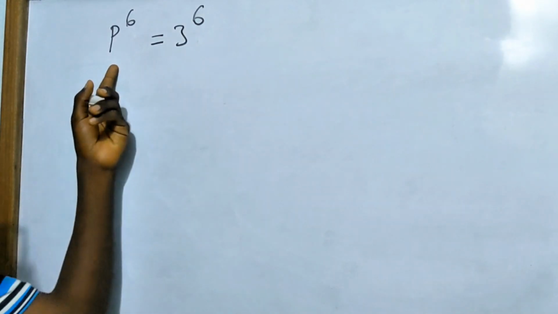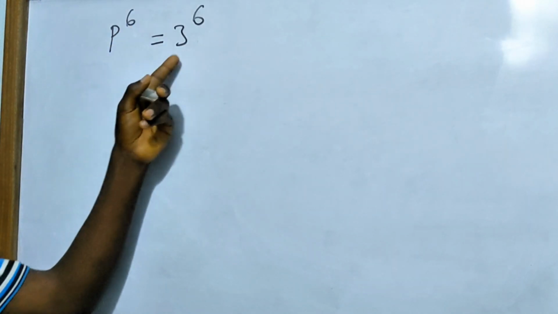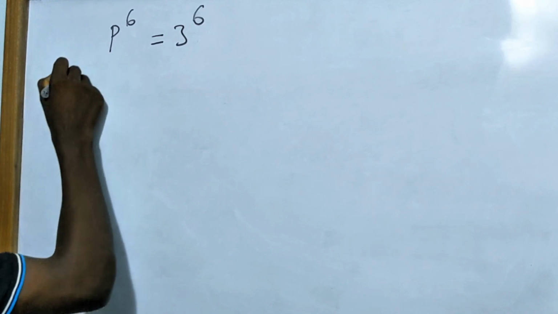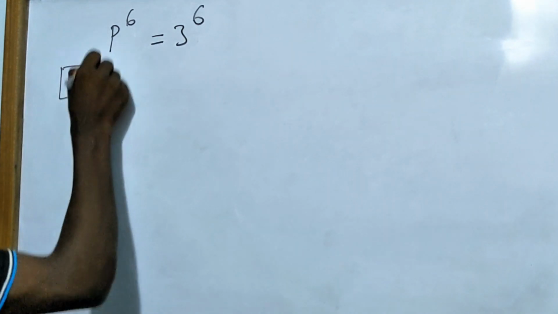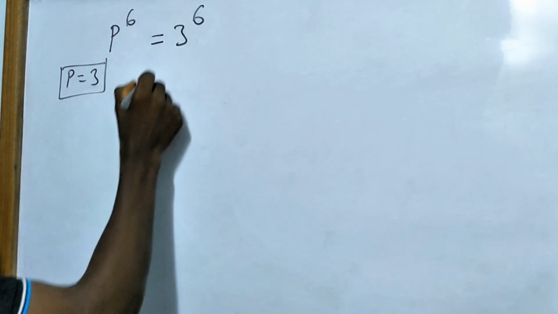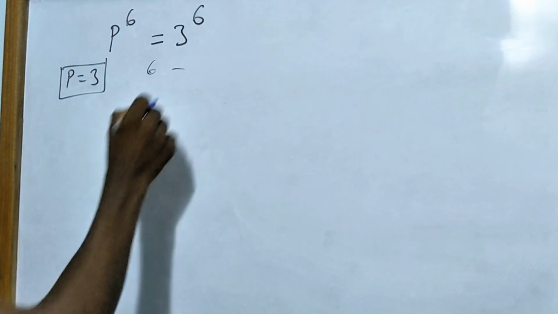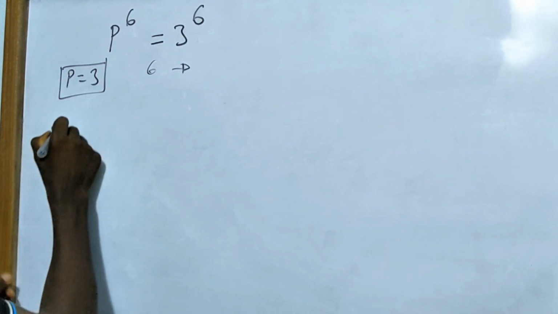Okay, we're going to solve for p, given that p to the power 6 is equal to this. We can assume that p is equal to 3. There is one value of p, but we have to find 6 different values of p. Okay, let's solve it.